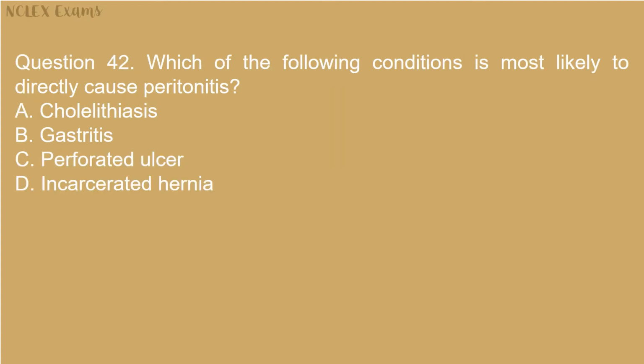Question 42. Which of the following conditions is most likely to directly cause peritonitis? A. Cholelithiasis. B. Gastritis. C. Perforated ulcer. D. Incarcerated hernia.